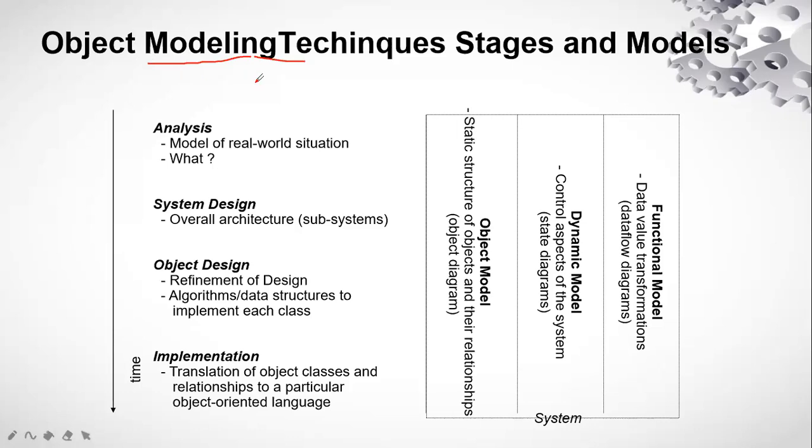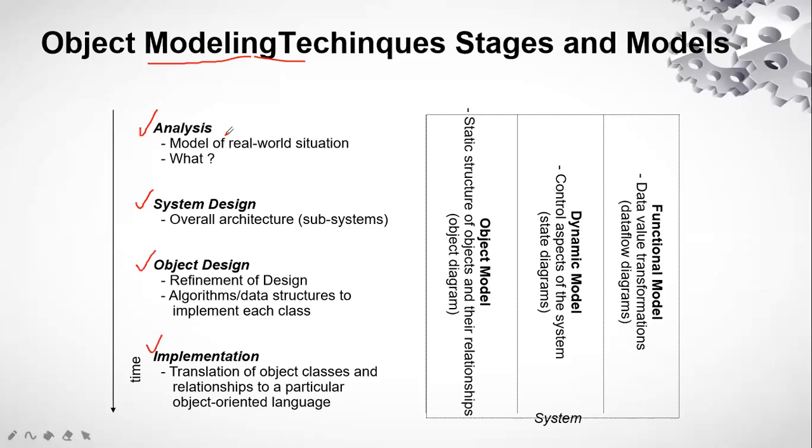Now in this we are not going into very much detail, but we are saying that the object modeling technique has four stages basically. And what are these four stages? The first stage is called the analysis phase. The second one is called the system design. The third one is called the object design. And the fourth one is termed the implementation. So these are the four stages of object modeling techniques.